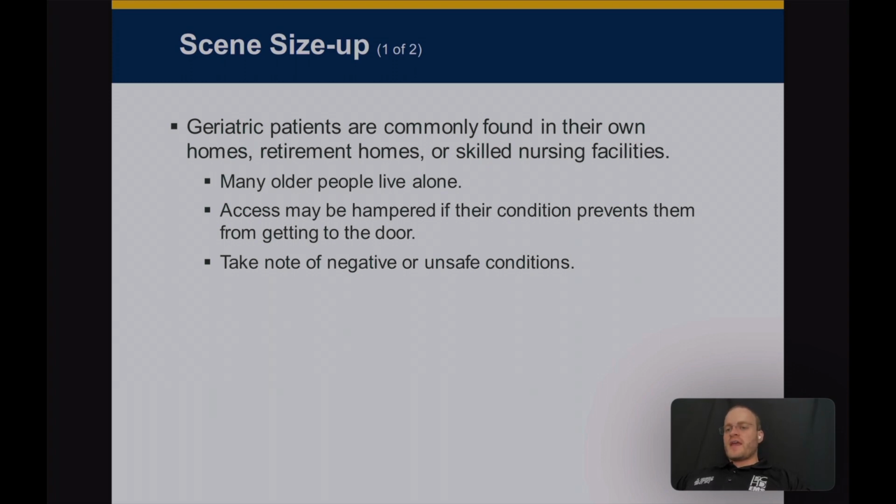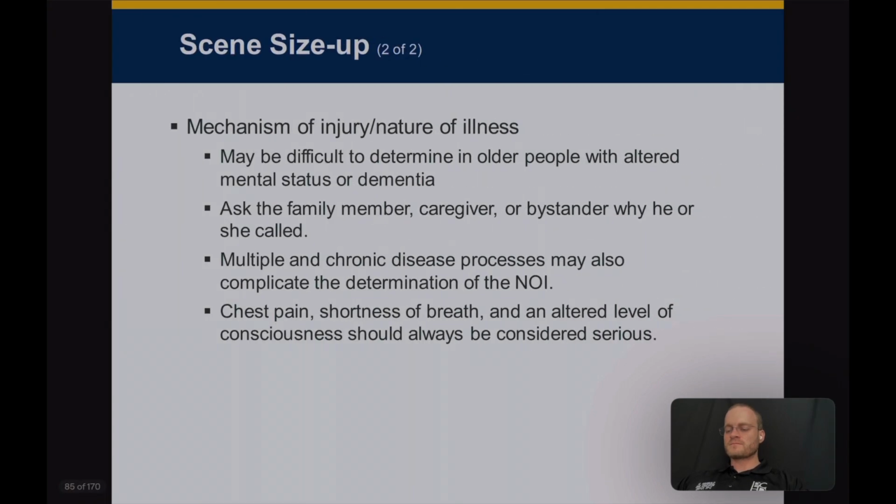In cases like that, you summon law enforcement and/or the fire department to break into the home. Take note of the negative or unsafe conditions, and those could be documented in your chart. And again, if you suspect neglect or abuse, you're obligated to report that to Adult Protective Services. Like CPS, Child Protective Services, there's APS, Adult Protective Services, that investigate abuse and neglect of adults.